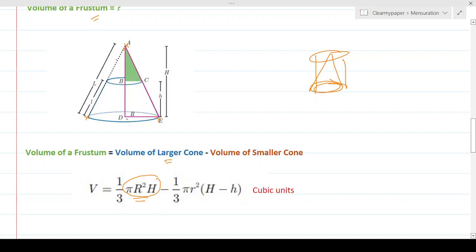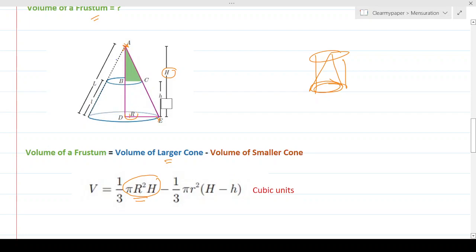we have the capital R, which is the radius of the base at the bottom, and we have this capital H, which is the height of the overall larger cone. We have that from this point to this point, exactly perpendicular. That's the height. Now we need to subtract the volume of the smaller cone. And how do we calculate the volume of the smaller cone?